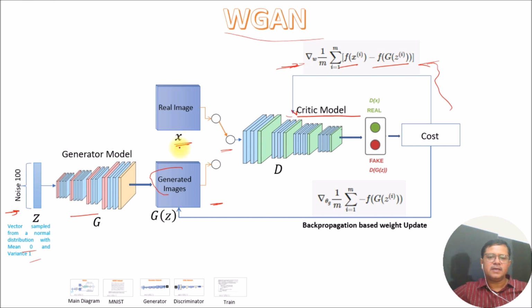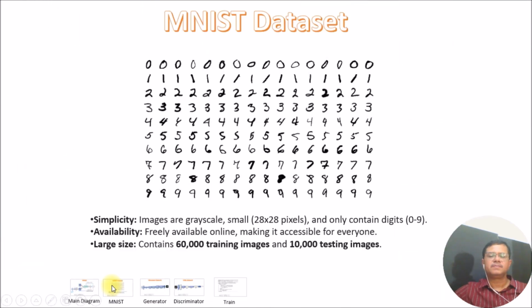For the real images, we are actually using the MNIST dataset. I have already explained in the previous tutorial what the MNIST dataset is. It is actually the numbers written from 0 to 9, human entered numbers, and its size is 28 into 28 pixels, and it contains 60,000 training images and 10,000 testing images.